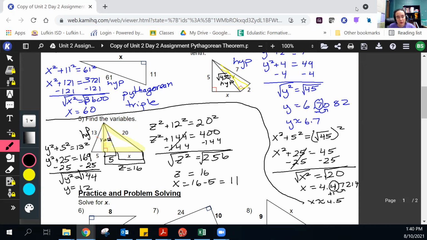Make sure you're showing your work, and make sure that when it's asking you to round to the nearest tenth, you're looking at the place after the decimal. That's your tenth spot. Look at the place after that to determine whether you are rounding up or not.